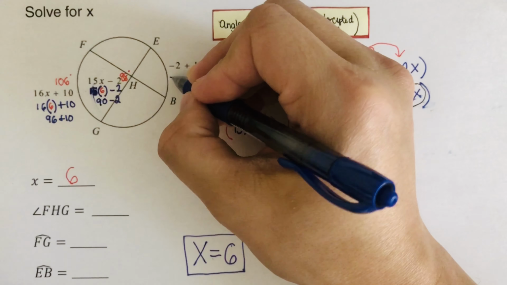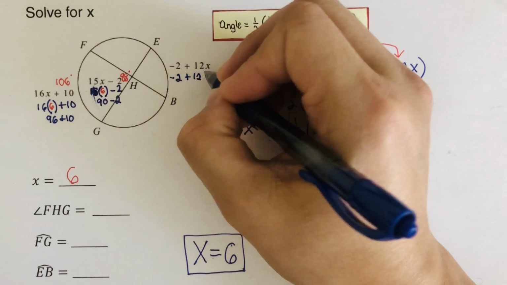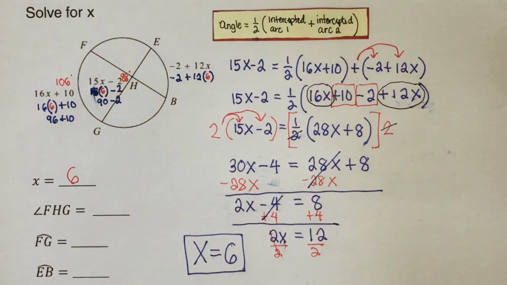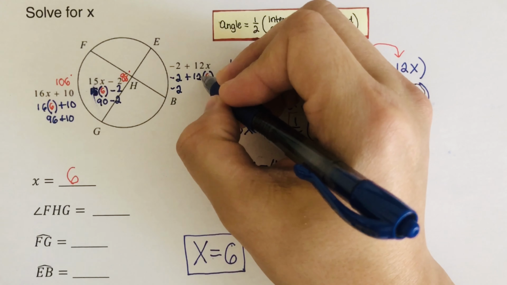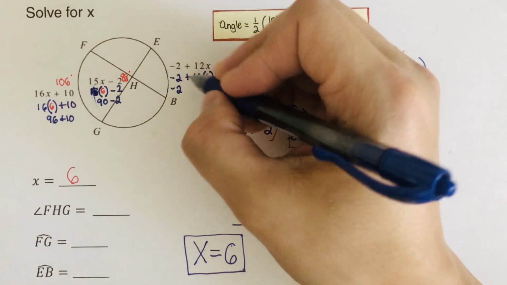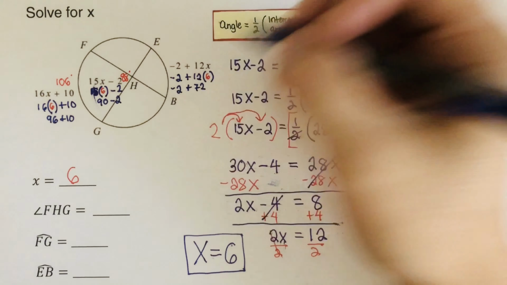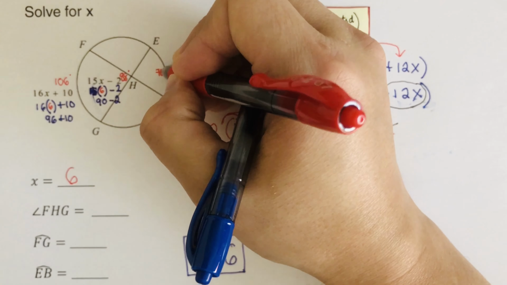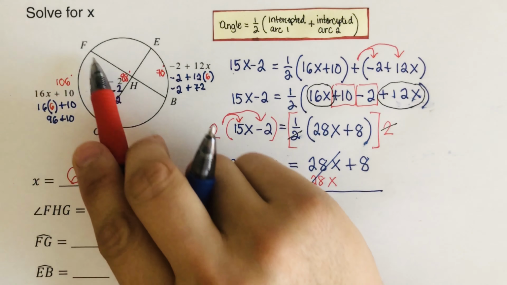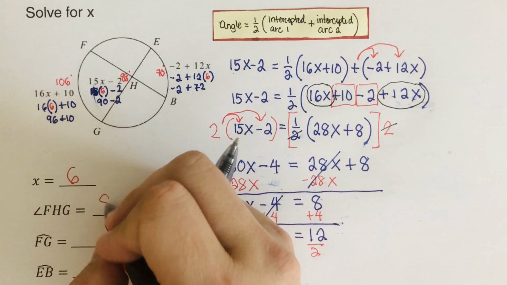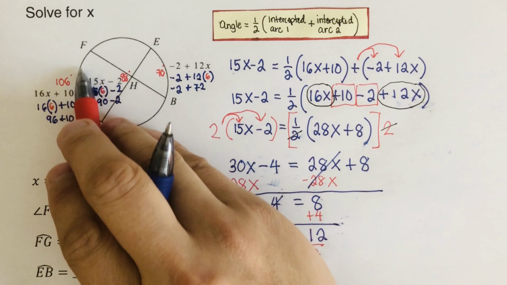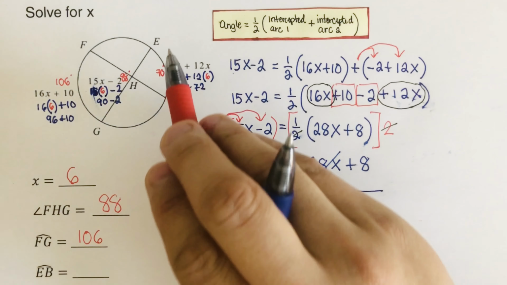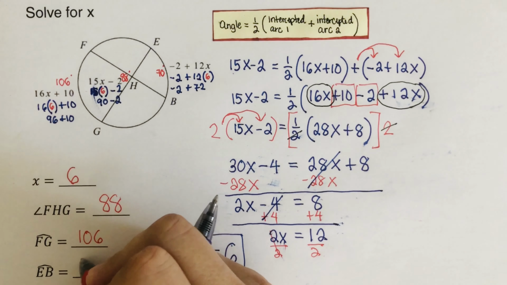And then we move on to the other arc right here. That would be negative 2 plus 12 times, then we put in the 6, which was the x. So that would be negative 2, and 12 times 6 is 72, so that's a plus 72. Then this arc would be 70 degrees. So angle FHG is 88, arc FG is 106, and then we have arc EB is 70.